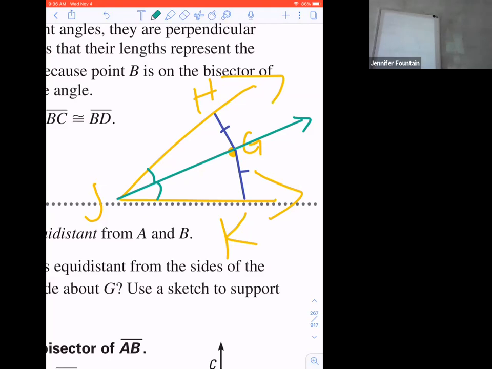Well, no, I don't have a right angle, so I cannot assume it's a right triangle, therefore I don't have a hypotenuse. What do I know about this line?